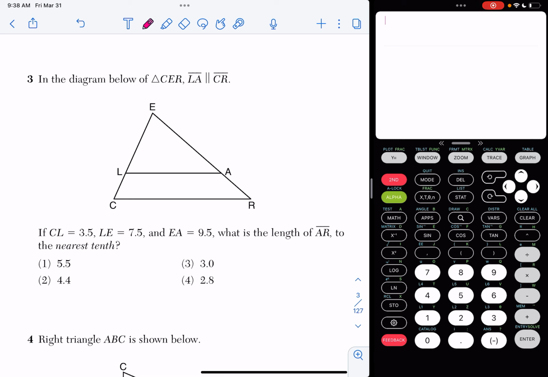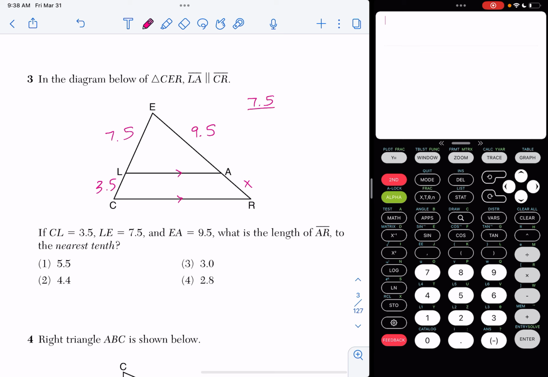All right, number 3, in the diagram below of triangle CER, LA and CR are parallel to one another. That tells us that LA is basically something called a side splitter. Let's label the diagram. It says CL is 3.5, LE is 7.5, EA is 9.5, and we're looking for the length of AR, so I'm going to put X there. So we could separate the triangles, but I actually don't have to here because since I know that LA and CR are parallel to one another, LA is a side splitter, and that means that it splits the sides proportionally.